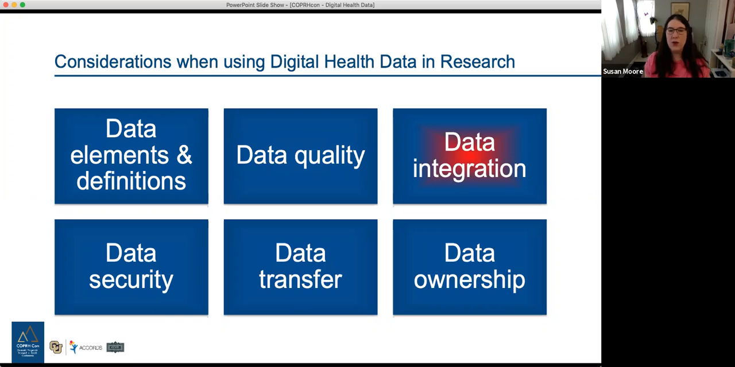It's contributing to increasing burnout among providers. We're starting to see some results there. So you absolutely have to consider clinical workflow when you're considering your digital health data.